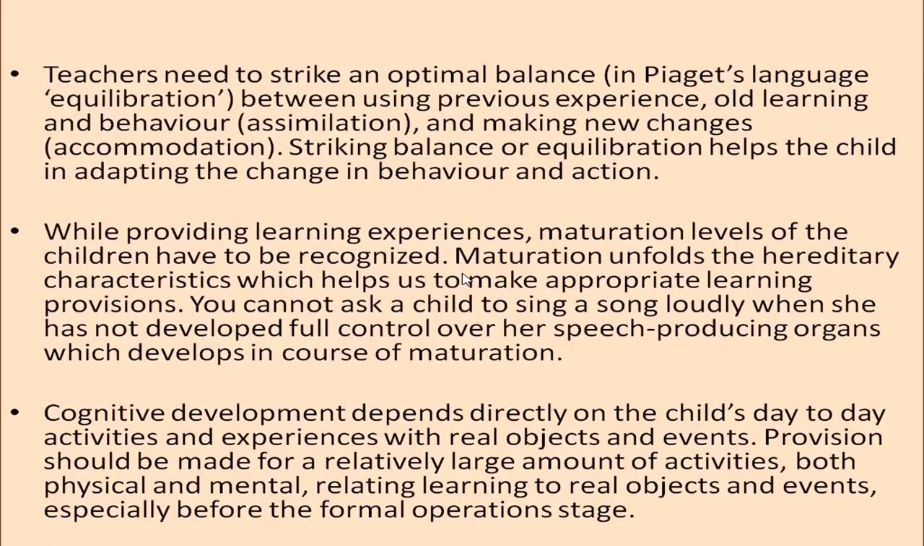current level of development, and this zone he called the zone of proximal development, and he really considered the importance of teachers, parents and other peers who can help the children actualize and maximize the potential that they have. So the teachers need to strike an optimal balance, which Piaget called equilibration. Everyone wants to be in a balanced state of equilibration, as Piaget said, between using previous experiences, old learning and behavior, which he called assimilation, and making new changes, which is accommodation.